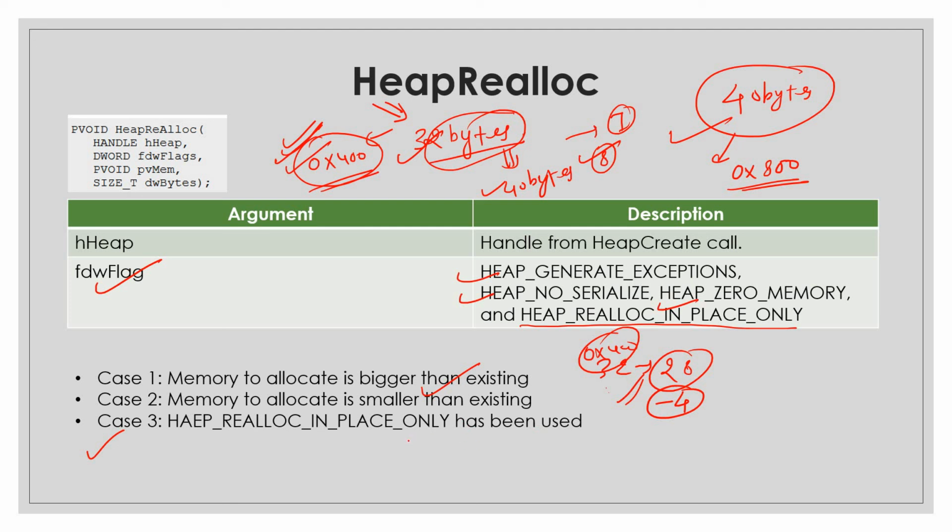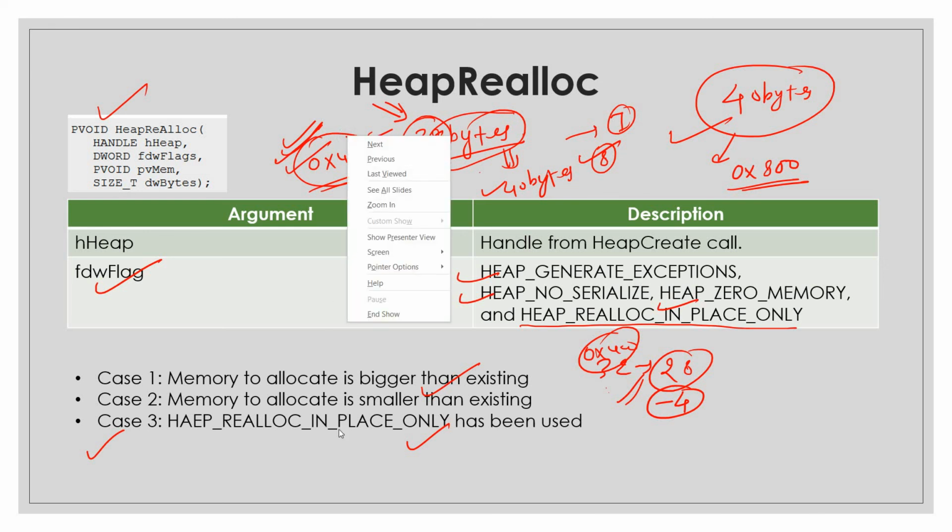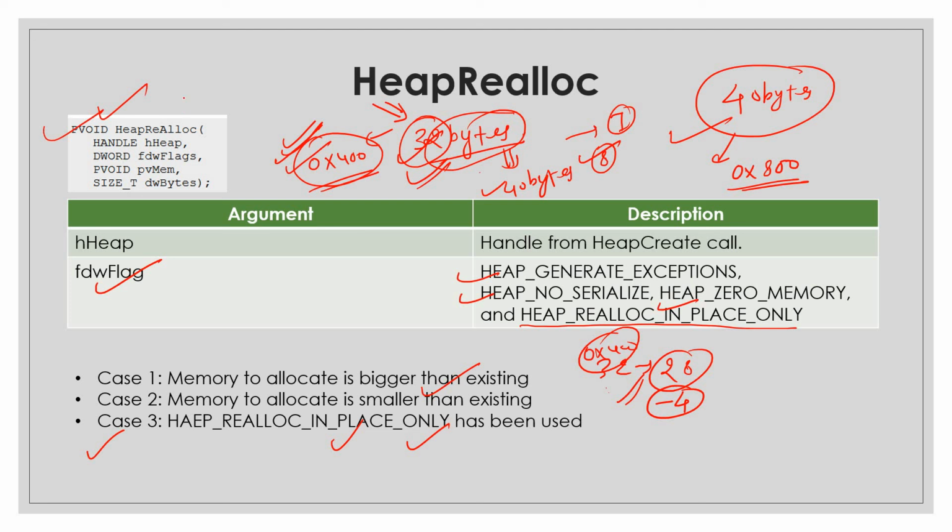Then we have HEAP_REALLOC_IN_PLACE_ONLY. It means that you can only reallocate the memory using HeapReAlloc if the extra bytes are available adjacent to the 32 bytes, or the existing bytes that you have allocated. But in case you have to move the location, then with this option your function will fail and it will return null.